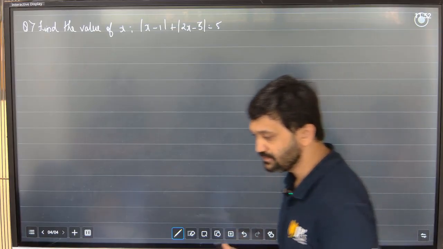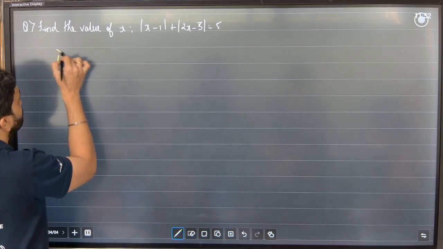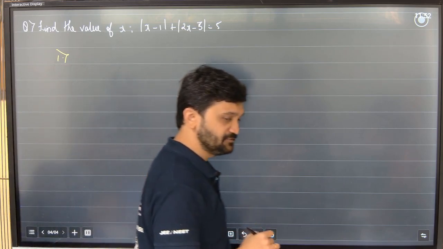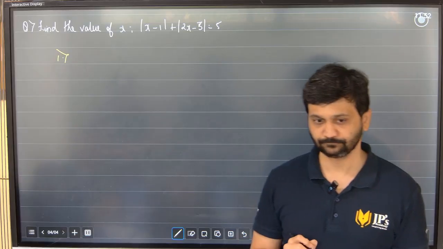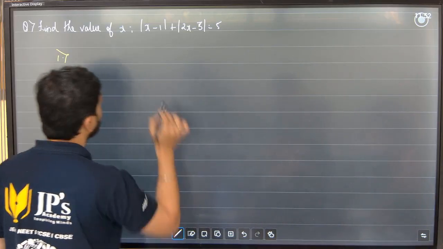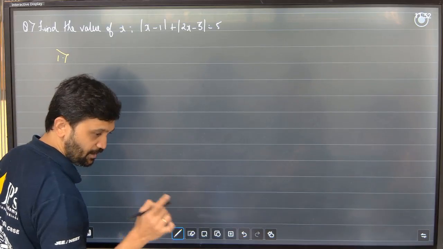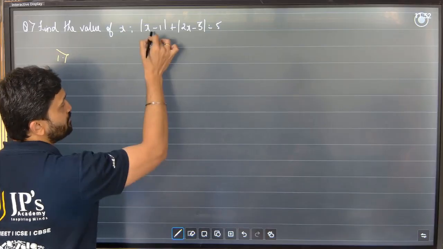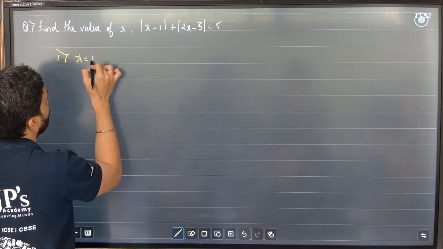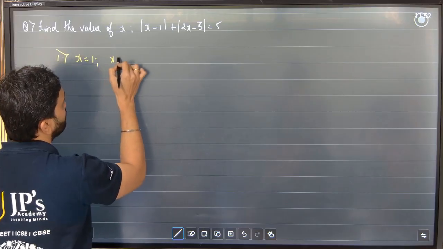Now how to do these kinds of sums? There are certain pointers. Point number 1: I will take the first bracket and equate it to 0, and I will take the second bracket and equate it to 0. So I will get my turning points or the roots. If I equate the first bracket to 0, can you tell me what value of x I get? 1. If I equate the second bracket to 0, what value of x do I get? 3 by 2.